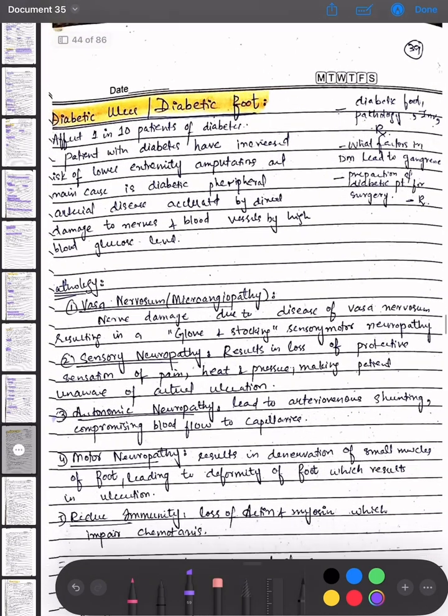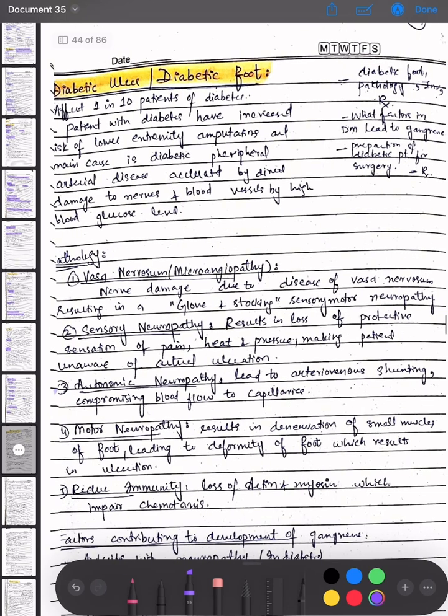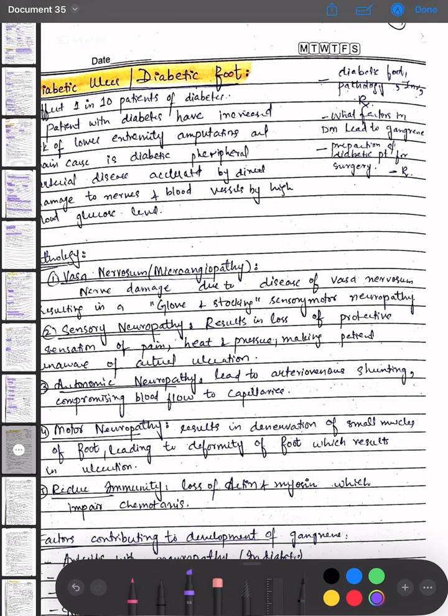Now coming towards diabetic ulcer, which is a very important topic. What we will be discussing here: the diabetic foot and its pathology, the investigations, the treatment, what factors in diabetes lead to gangrene, preparation of the diabetic patient for surgery, and treatment.